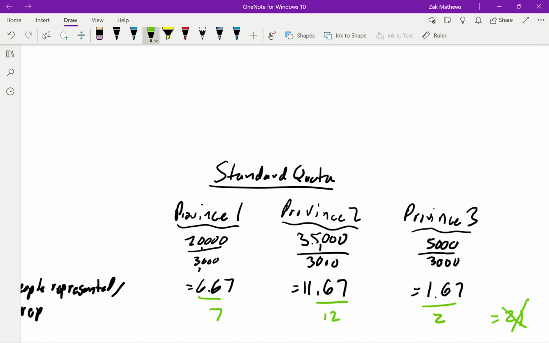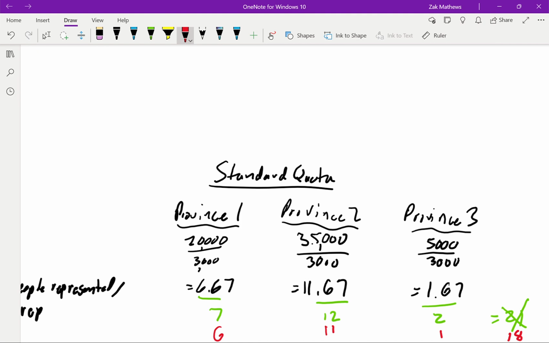And so now we've got to say to these three provinces, okay, some of you only get the minimum standard quota. The minimum standard quota would be 6, 11, and 1. It's essentially the whole number. And you have to have at least 1. But then, if we add those up, it's 17, 18. We have 18 representatives. We still need 2 more. So now we got to decide, okay, where are these 2 going to go?